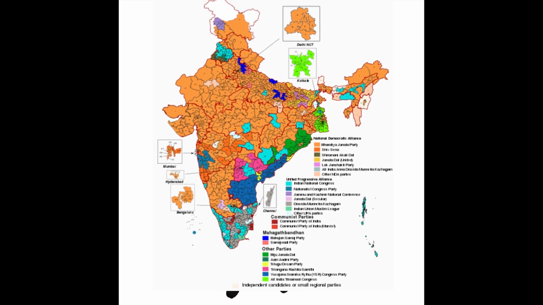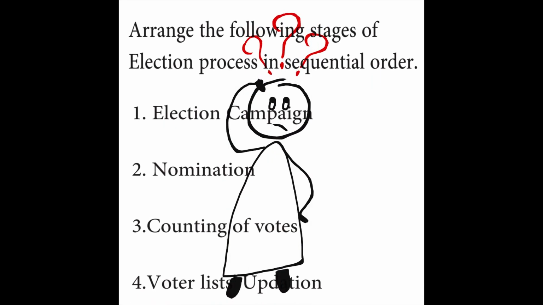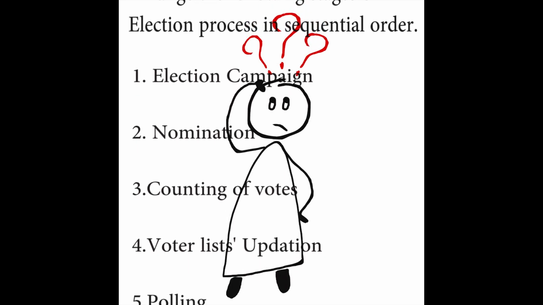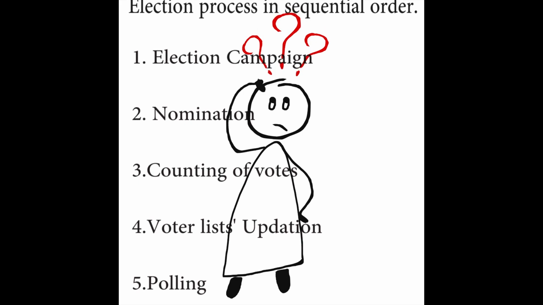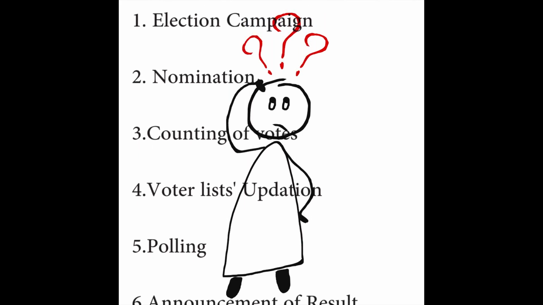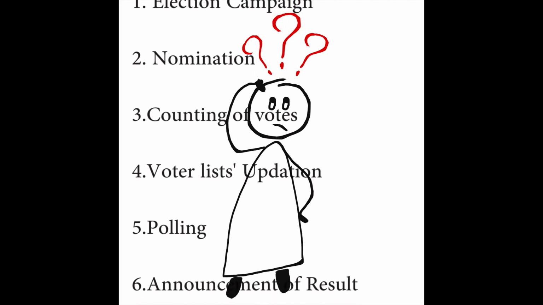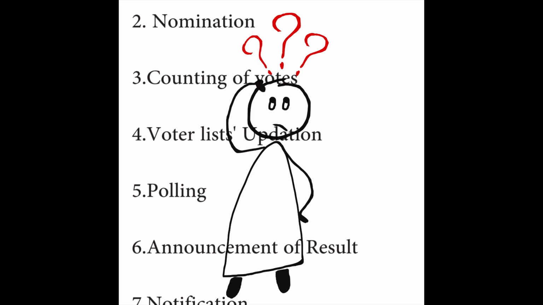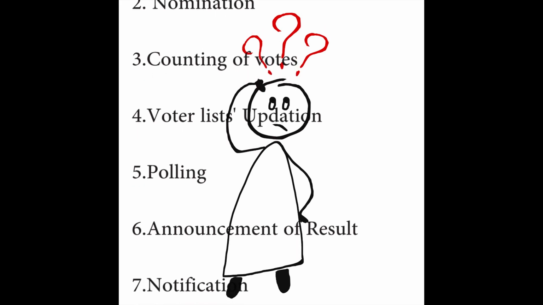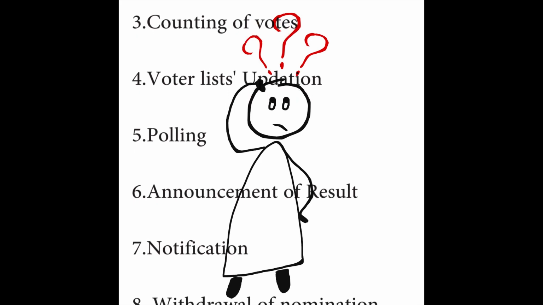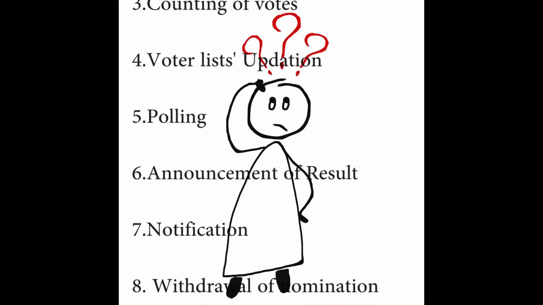Let's do an evaluation exercise. Arrange the following stages of the election process in sequential order. Number 1. Election campaign. Number 2. Nomination. Number 3. Counting of votes. Number 4. Voters list updation. Number 5. Polling. Number 6. Announcement of results. Number 7. Notification. And number 8. Withdrawal of nomination.